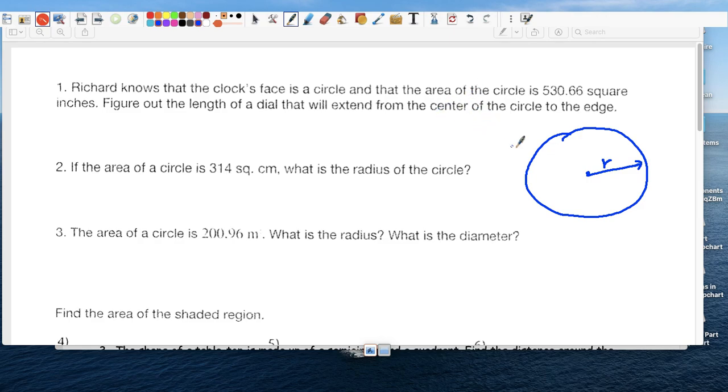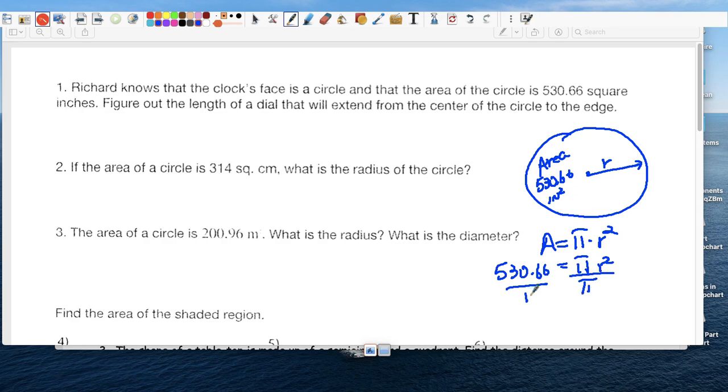We know that the area, the space inside in square units, is 530.66 inches squared. So they're giving me the area, and I have to find the radius. The only formula I can use is this: 530.66 equals pi r squared. I'm going to divide both sides by pi.